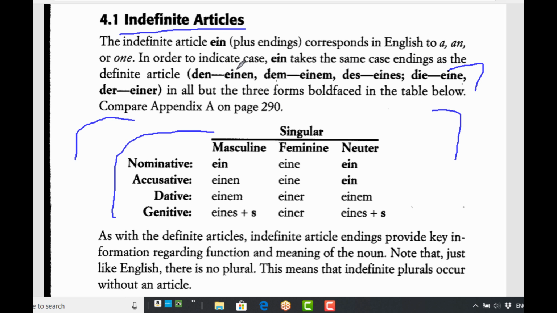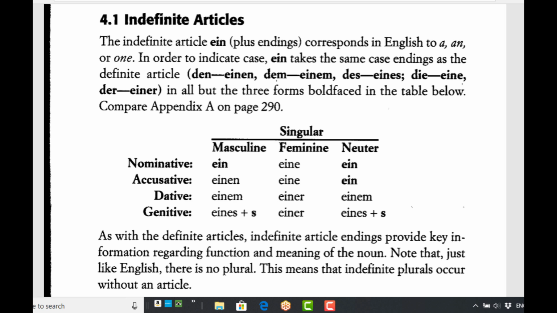And this is a nice little row of words. So den is equivalent to einen, and then dem, einem. Let's read some of these. Dem, einem. This is to or for something masculine or neuter. Des, eines. Die, eine. Der, einer. So it's showing the similar forms of those now indefinite articles.